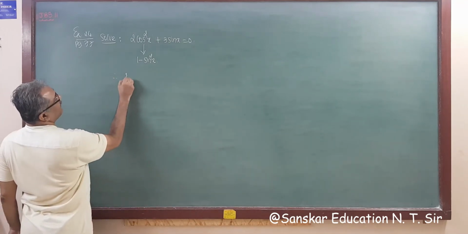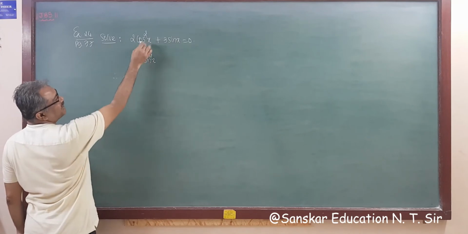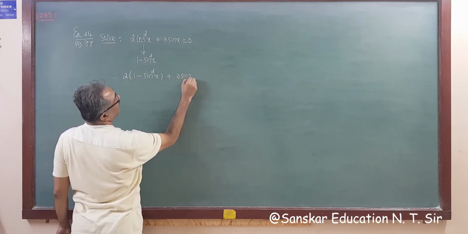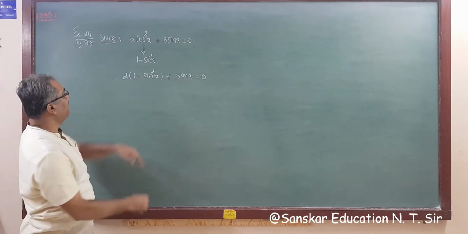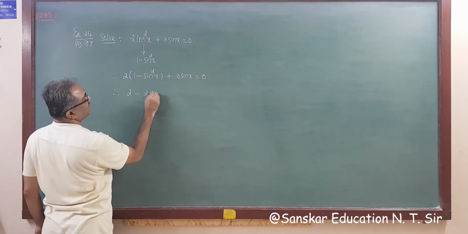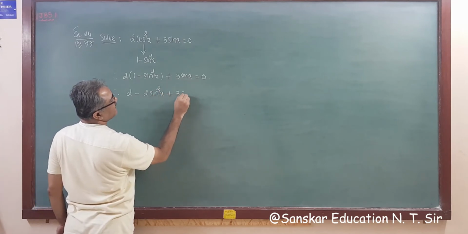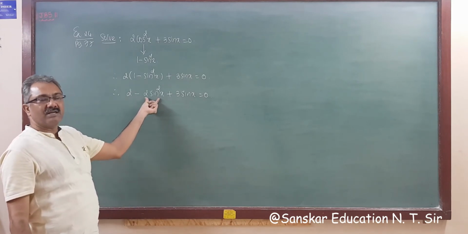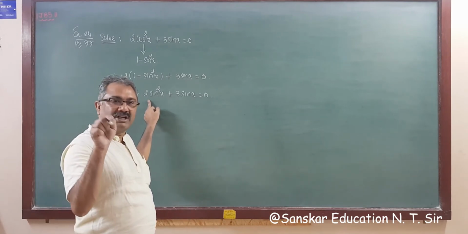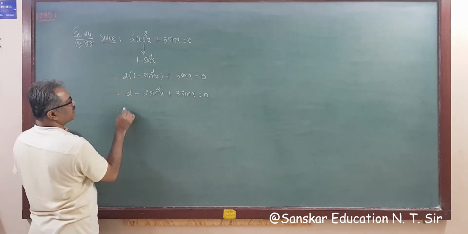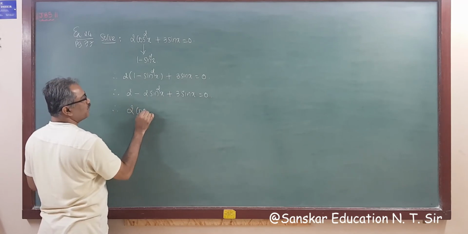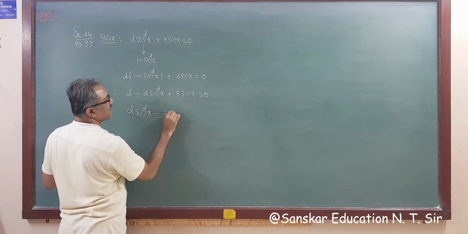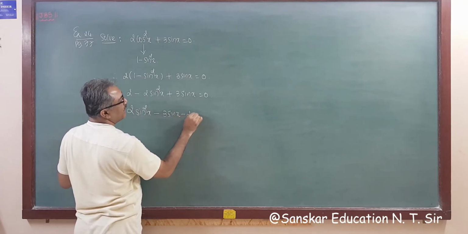So if we write 1 minus sin square x instead of cos square x, then this is 2 times 1 minus sin square x plus 3 sin x is equal to 0. Now multiplying this, what we get? 2 minus 2 sin square x, right, plus 3 sin x is equal to 0. Taking minus common from this, because a perfect square term should always be positive, but here it is negative. So taking minus common, 2 sin square x minus 3 sin x minus 2 is equal to 0.